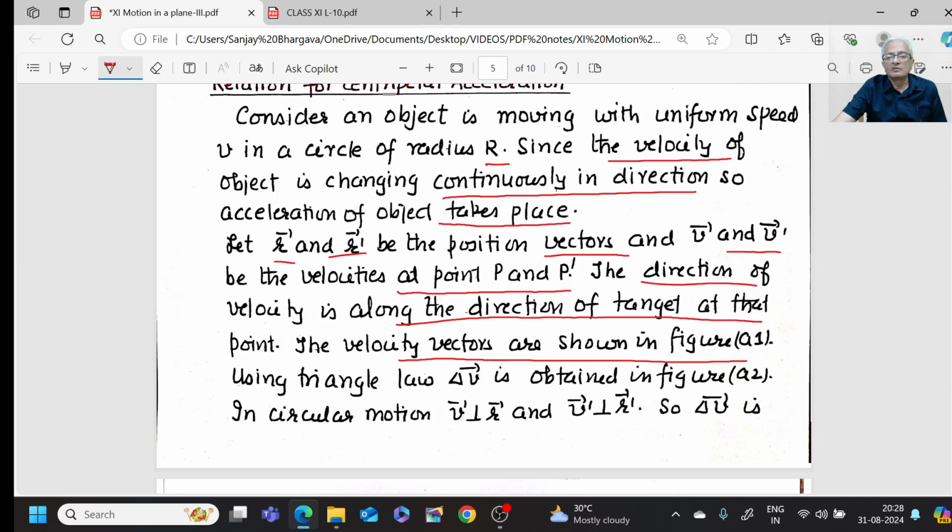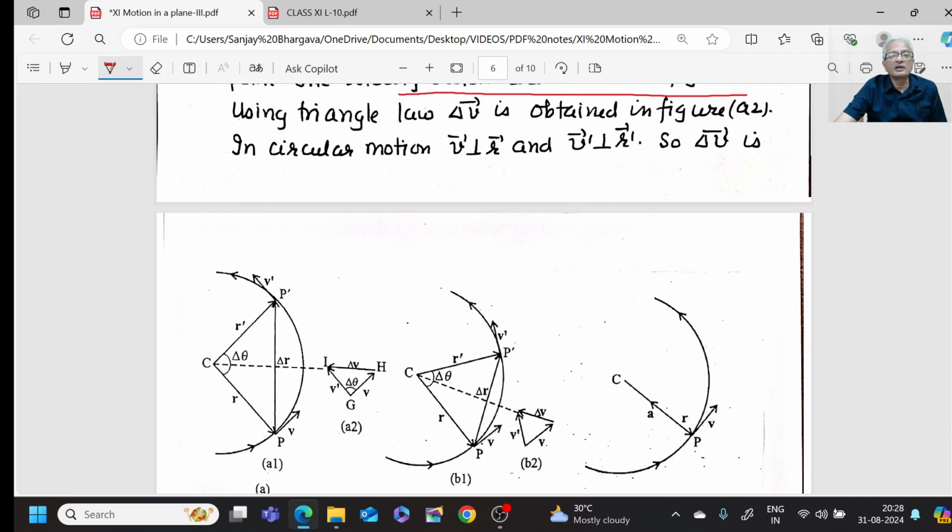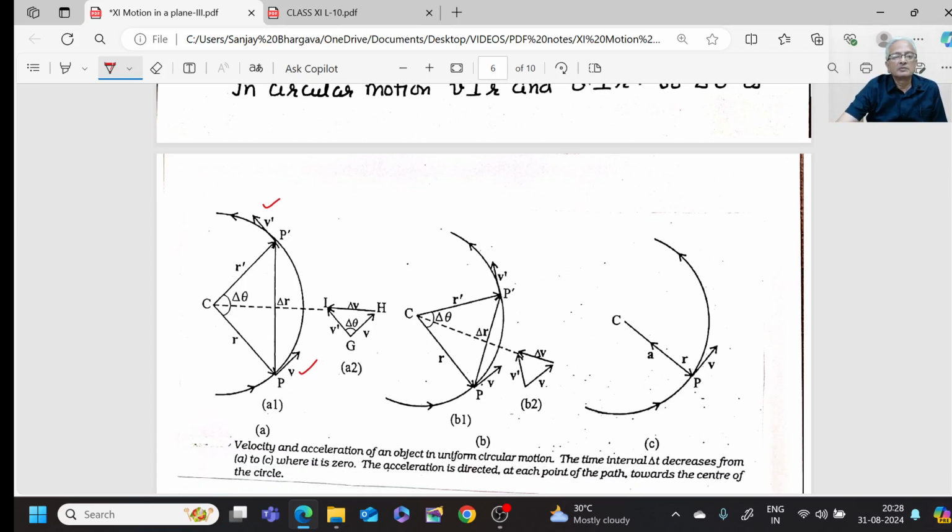Using triangle law, delta v can be obtained. Here we have points P and P dash. The velocity is given by the direction of the tangents v and v dash. Here we have position vectors r and r dash. Remember, P to P dash represents the displacement. So using triangle law, delta v is obtained in figure A2. So we have figure A1, figure A2, and this represents figure B1 and this represents A2, this represents B2.